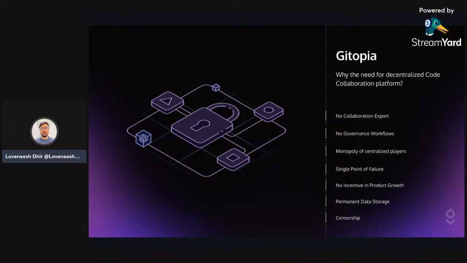GitHub and GitLab are the major centralized players in the code collaboration space, and they have the issue of censorship. These platforms are controlled by a single authority, and they can censor, ban, or shut down any user or their projects. A few days ago, there was the case of Faker.js. There are many other cases in which these centralized players have banned users or censored their repositories.